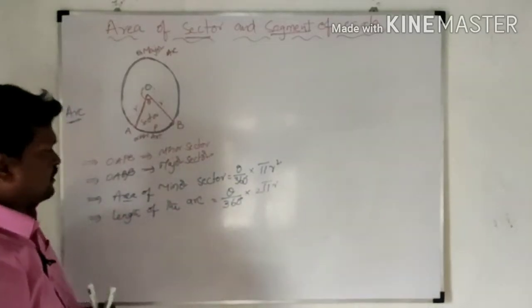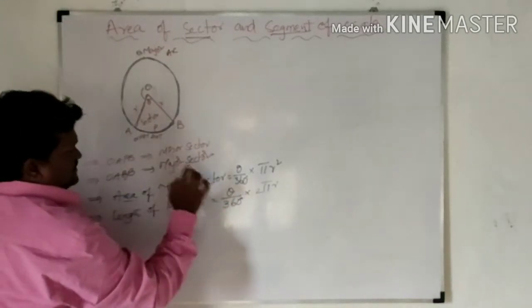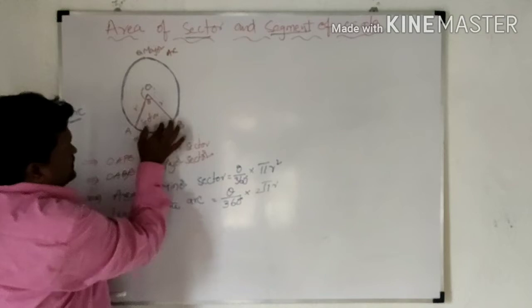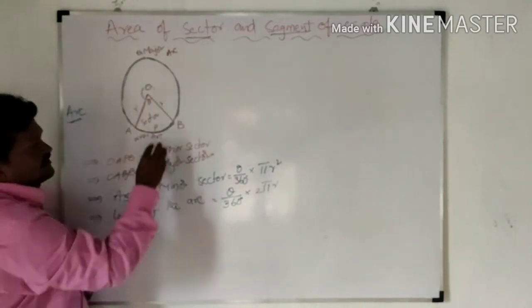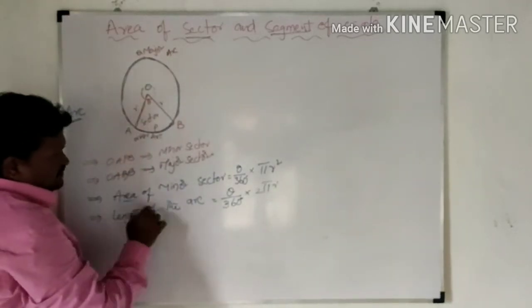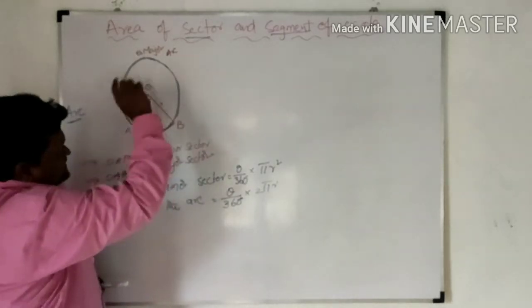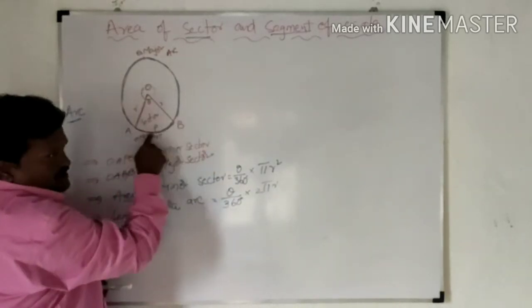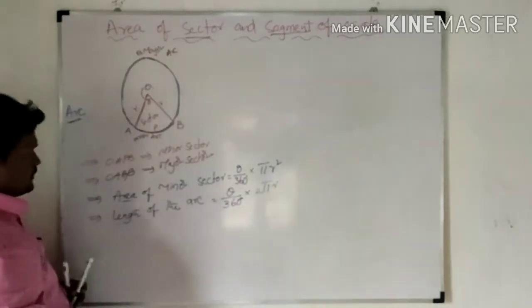So here we have two formulas, that is area of minor sector and the length of the arc. Area of minor sector is equal to theta by 360 degrees into pi r square. And the length of the arc is theta by 360 degrees into circumference 2 pi r. Okay, so these are the two formulas.